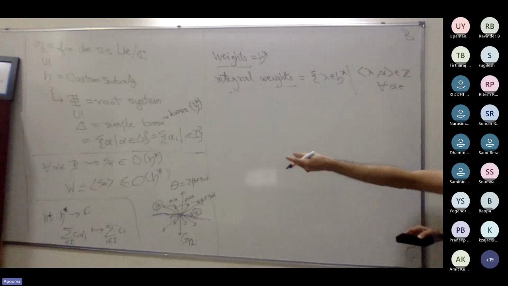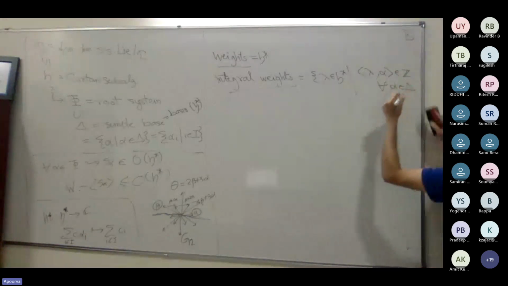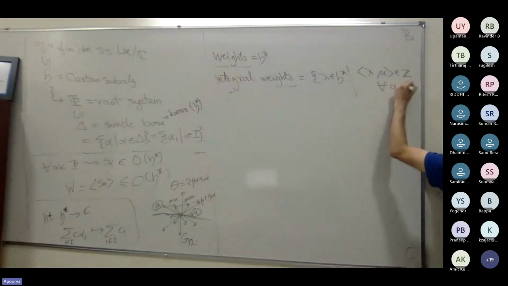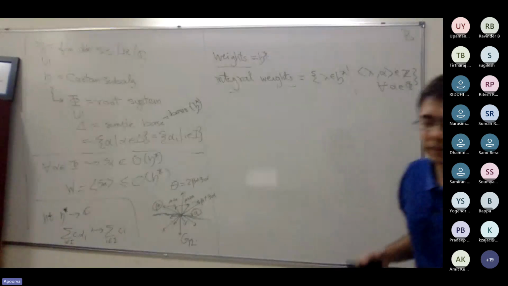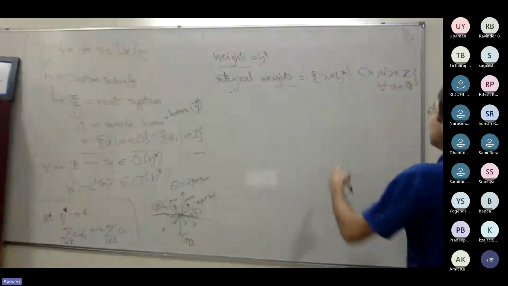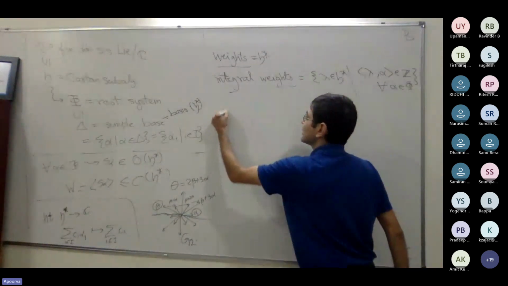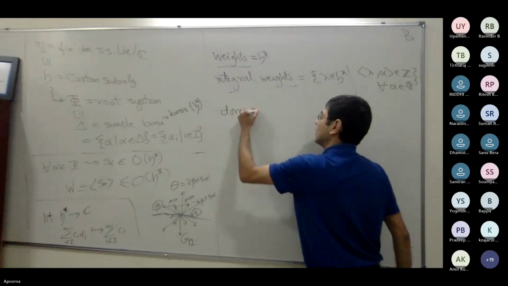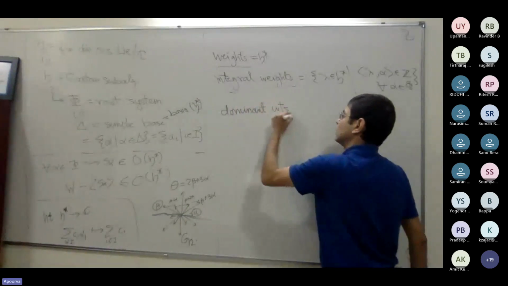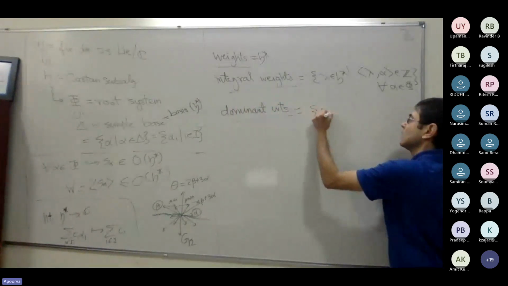So either you can take all alpha in the root system, or let's just take the root system. But anyway, alpha and delta. Okay, these are the integral weights, and the dominant weights are simply those lambda in H star.